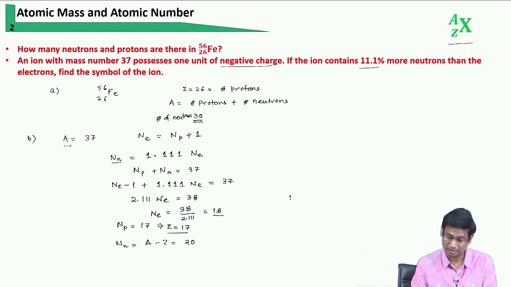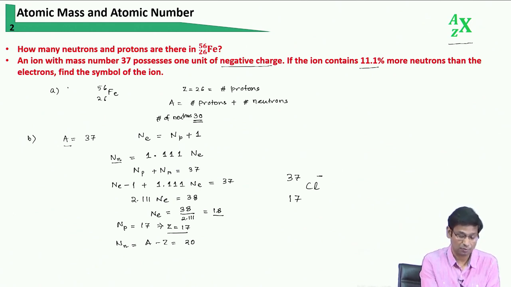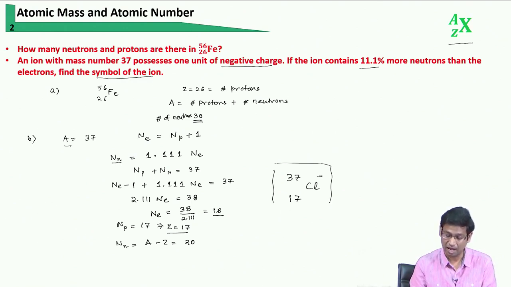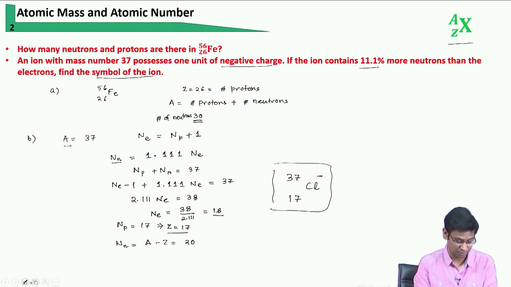So, Z is 17, A is 37, this is the atomic number, this is the mass number. By looking at Z, you know that this is chlorine, but this is not just chlorine, this is actually the chloride ion, because you have one negative charge. So, the question asks to find the symbol of the ion. The symbol of the ion is here: this is Z, this is A, and this is the number of charges present in this atom. Okay.